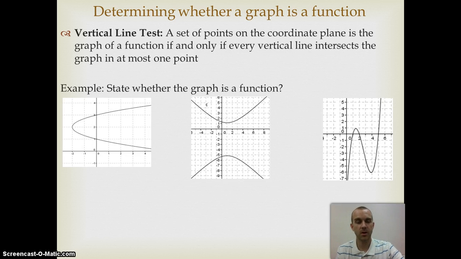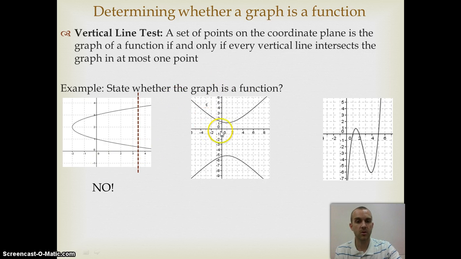So here are three different graphs that I have, and I'm going to run vertical lines through them to make sure that they are functions. However, with this first one, as I run the vertical line through this graph, I end up hitting this parabola at two different places all along it. So since I'm hitting at two places, that cannot be a function.